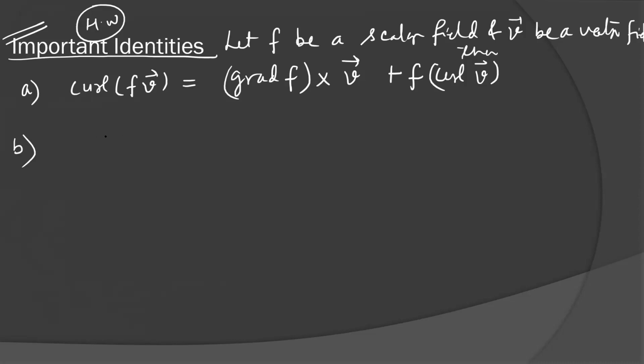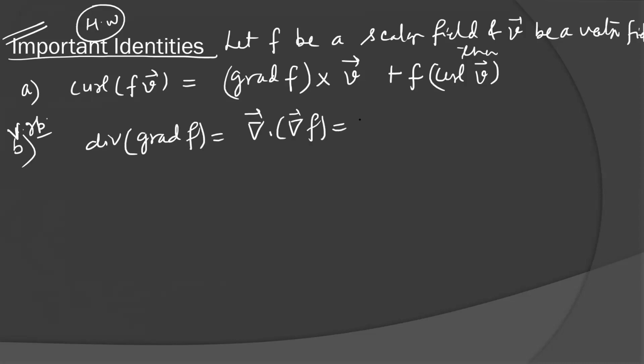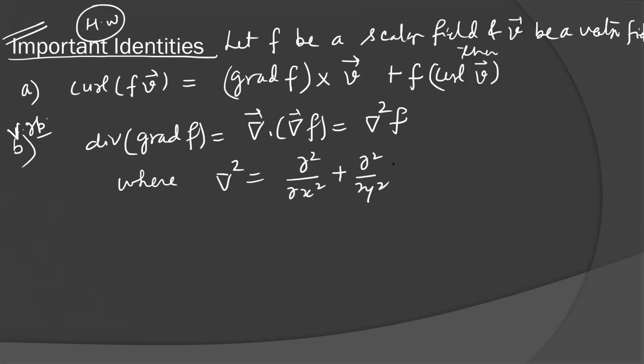Second result is, this is a very important result. Divergence of grad F or del dot del F, this is equal to del square F, where del square is del 2 over del x2 plus del 2 over del y2 plus del 2 over del z2. This is called Laplacian operator.